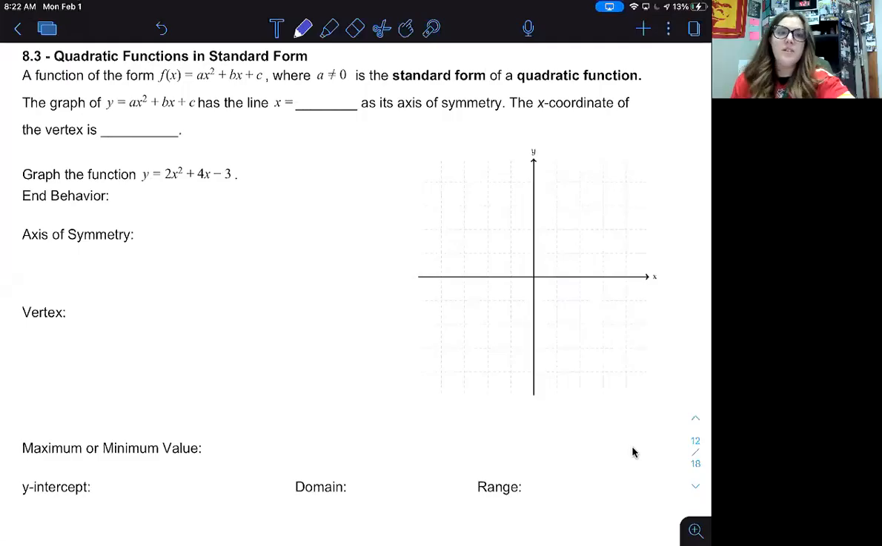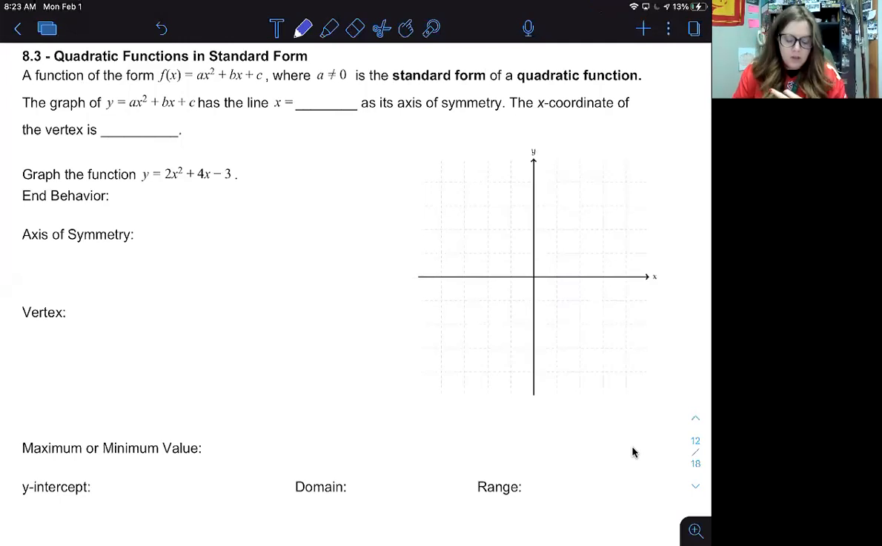Right, so today we're going to start 8.3, functions in standard form. Today we're going to just look at graphing these functions. So a function of the form f of x equals ax squared plus bx plus c, where a does not equal 0, is the standard form of a quadratic function.